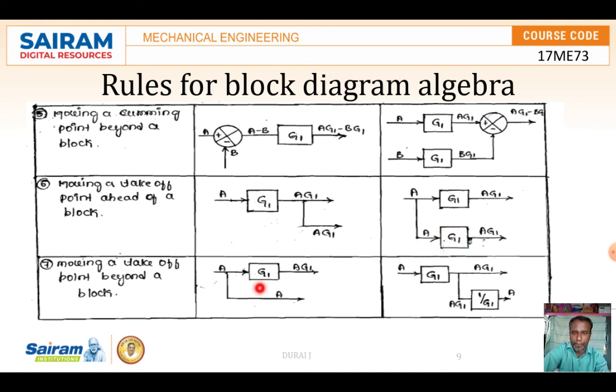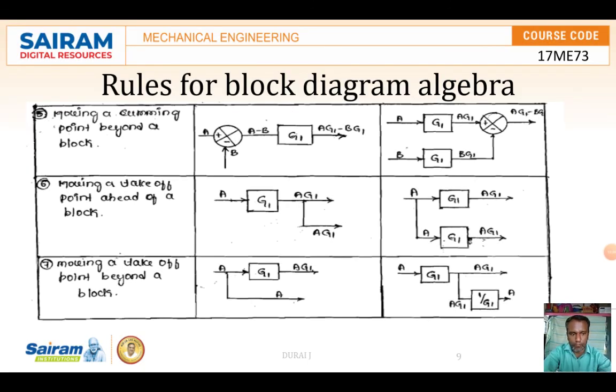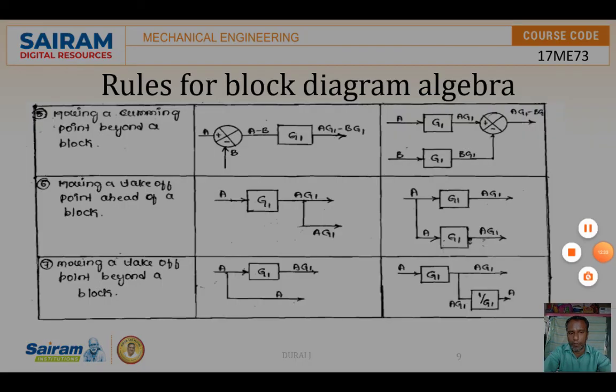That's it. Then comes moving the takeoff point behind the block. While moving behind the block, we are going to multiply by 1 by G1 in the block. Here G1 is there, so it comes in the denominator as 1 by G1. These are all the rules we should remember for solving block diagrams. In the next class we are going to discuss block diagram problems.